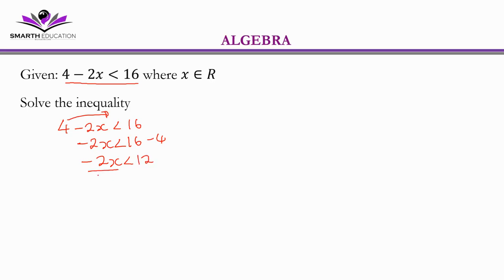Okay. Then if you divide both sides by a negative number, the inequality sign changes. So it becomes x greater than negative 6. If you divide the inequality by a negative number, the inequality sign changes.